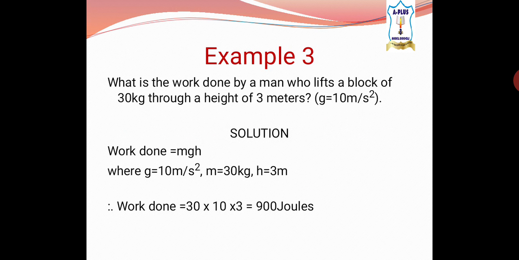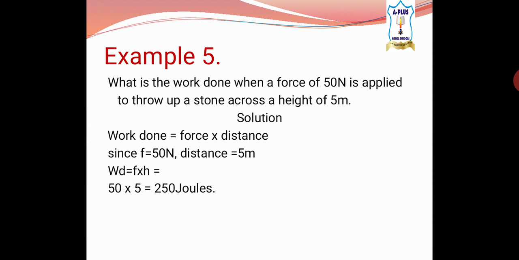Now let's go back to that example. We're given our force as 50 Newton and we're given our height as 5 meters. And we know that our work done is equal to force times distance. Since F is equal to 50 Newton, distance is equal to 5 meters, our work done is force times h, which is the distance or the height. We have it as 50 times 5, which gives us 250 joules.